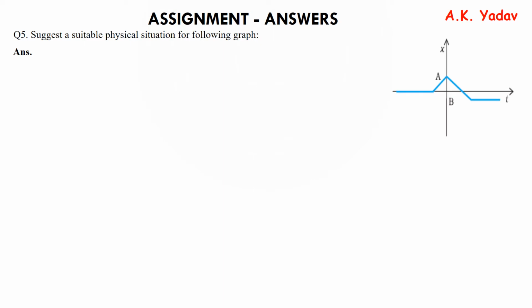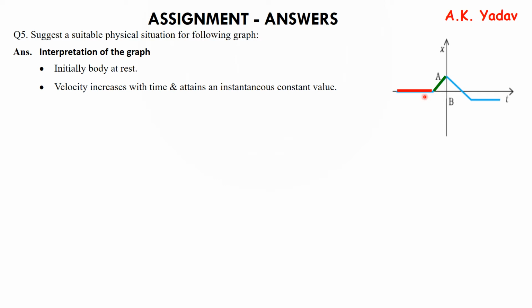So this is the graph. First let us interpret the graph and then we will give a physical situation. Interpretation of the graph: the first red line. What does the red line signify? The body is at rest because it's not changing its position. Position is 0. Now the green one: the velocity increases with time and attains an instantaneous constant value. Then the third one: first, till this point, the velocity then reduces to 0.